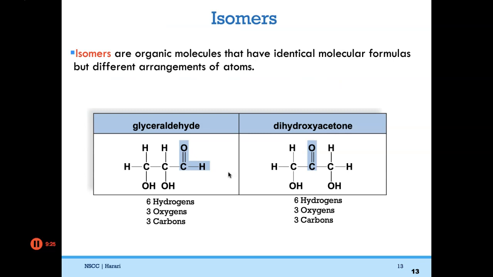So an isomer means that the two organic molecules have the same molecular formula, but they have different arrangements of atoms. So let's just take an example of two molecules, one's glyceraldehyde and one's dihydroxyacetone. Both have 6 hydrogens, 3 oxygens, and 3 carbons. So it's C3H6O3. However, they look very different because of the arrangement of their atoms. So these are called isomers of each other. So dihydroxyacetone and glyceraldehyde are isomers.